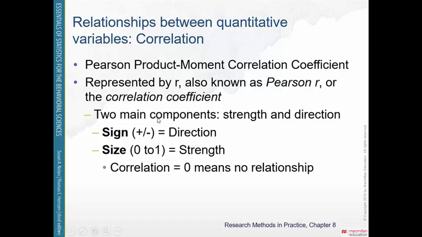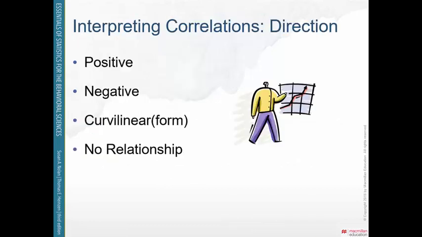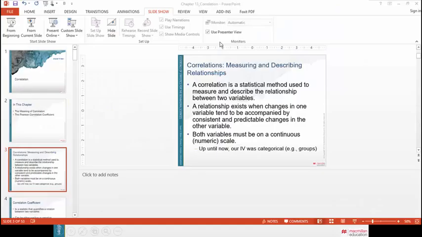Okay? And there are two main components of the correlation coefficient. As I said, strength and direction. We're going to interpret the sign as positive or negative, and that's going to tell us something about the direction of the relationship. And then we're going to look at the size in terms of between 0 and 1. And that'll tell us something about the strength, with a correlation of 0 meaning no relationship at all between these variables. So we're going to start with looking at direction.